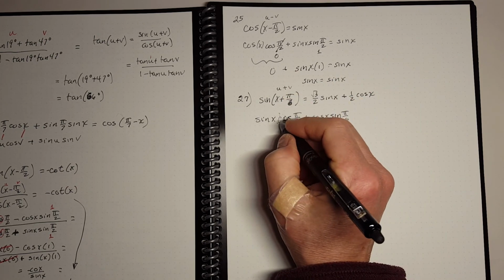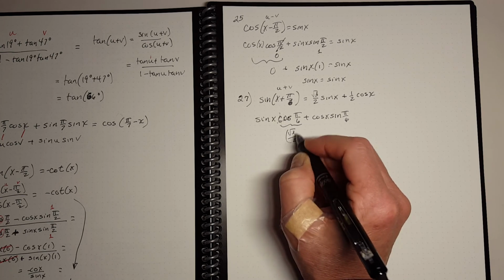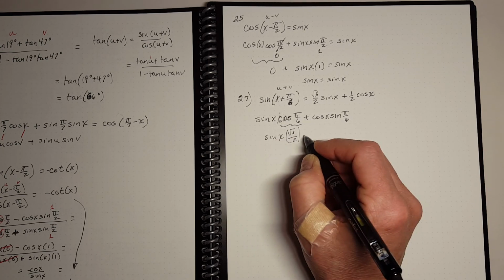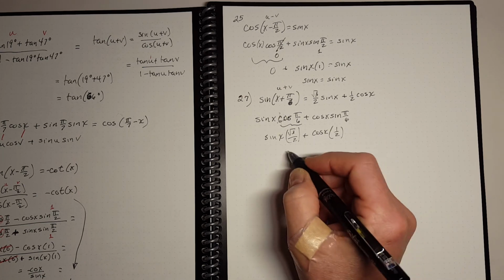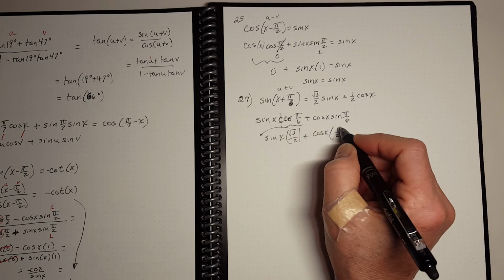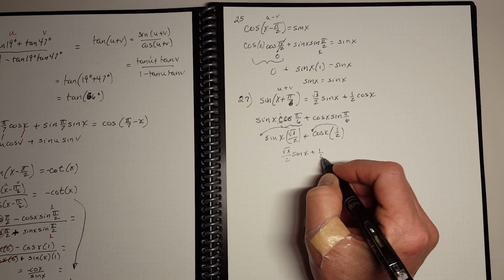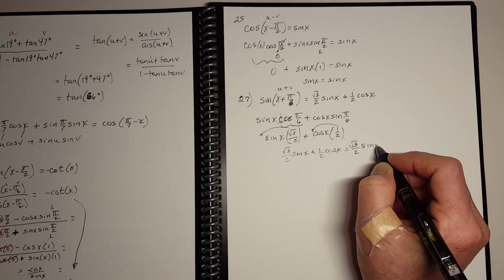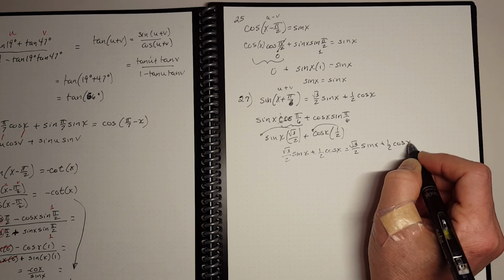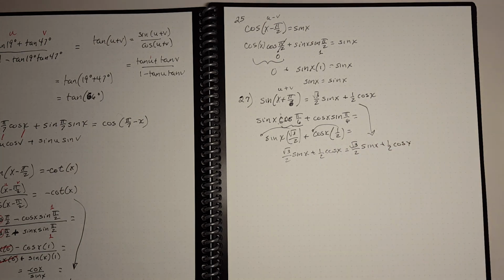Cosine. And then we know cosine of pi over 6 is root 3 over 2. So we have sine of x times root 3 over 2 plus cosine of x and sine of pi over 6 is 1/2. And so if I just put our coefficients in the front of these, we have root 3 over 2 times the sine of x plus 1/2 times the cosine of x. And that's what I was trying to prove. So we're not changing anything on the right side of that equals, and we've got that proof done.